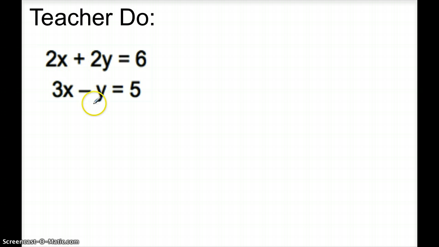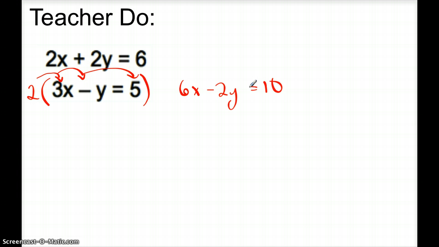Now, identify which one I'm going to cancel. I'm going to cancel out my y's. Cancel out these two, and I'll show you how. I'm going to multiply the entire equation by 2, because I want this to be a 2. 2 times something. Okay, so this now becomes 6x minus 2y equals 10. And then the other equation, the first one, was 2x plus 2y equals 6.